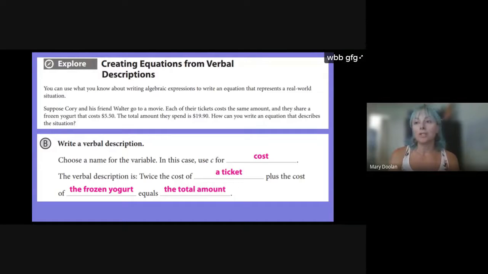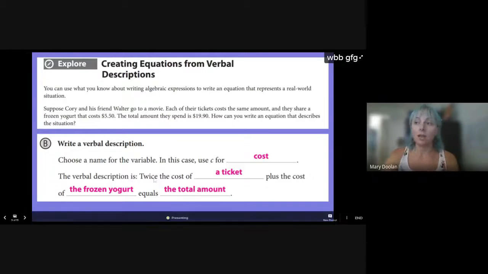The verbal description is: twice the cost of a ticket plus the cost of the frozen yogurt equals the total amount. Okay, Corey and his friend went to the movie, so they need 2 tickets to get in. So it's twice the cost of 1 ticket that we need to figure out, as that term for how much the tickets cost. And then the price of the frozen yogurt, and that equals the total amount, which we know is $19.90.